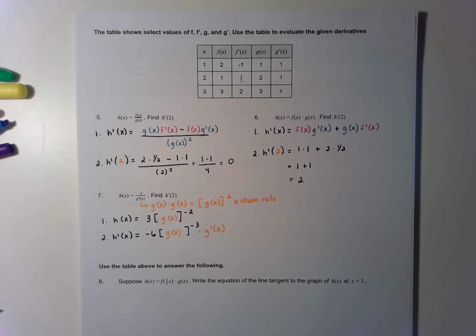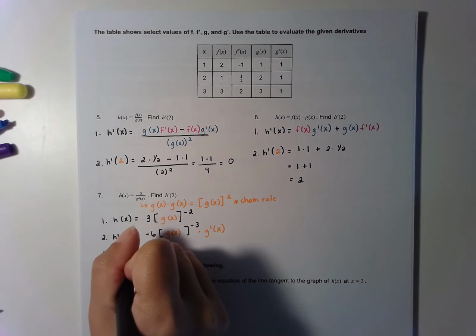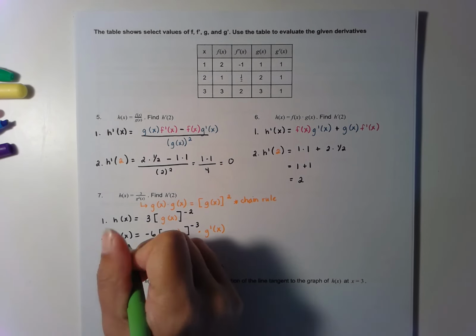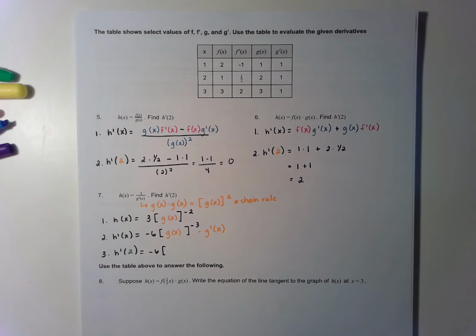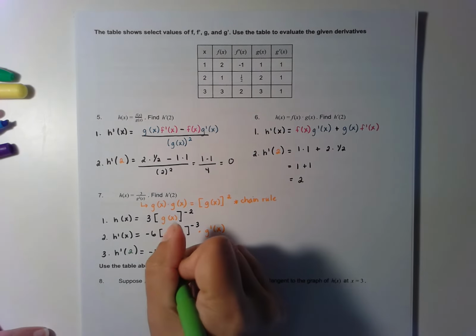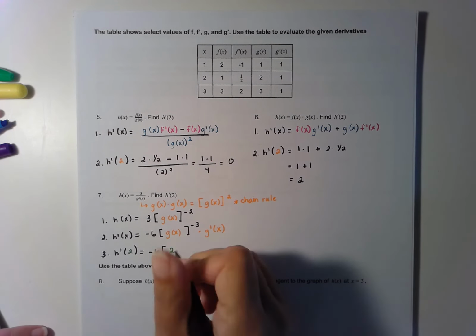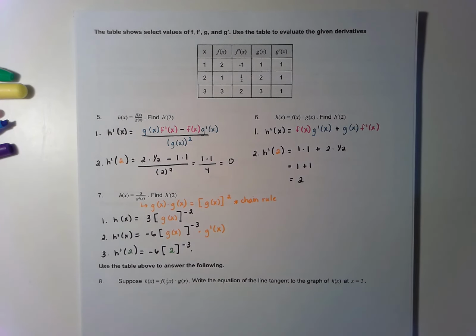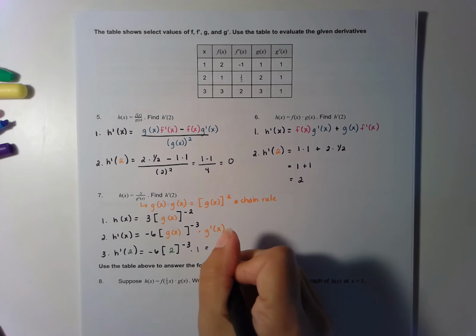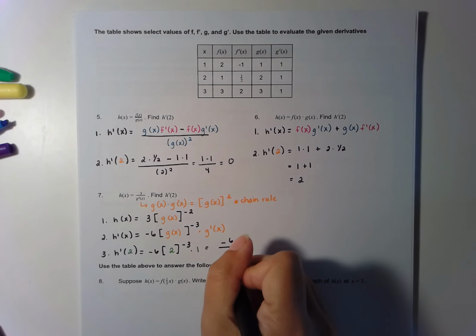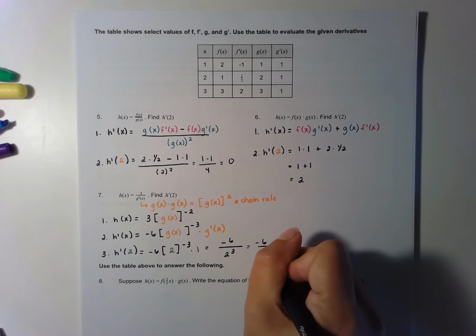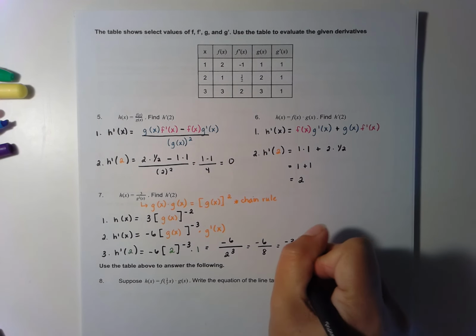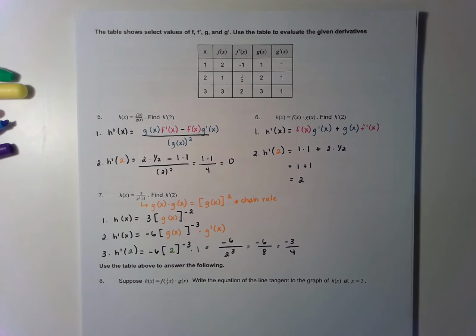Now I can plug in my number. So step 3 here would be to actually plug in the number 2. Which means I would have negative 6 times, let's see, g of 2 is 2, to the negative 3 power, times g prime of 2 is 1. If I were to simplify this, I would have negative 6 divided by 2 to the 3rd power. I just moved that back to the bottom, which means negative 6 divided by 8, which simplifies to negative 3 over 4, which would be my final answer.